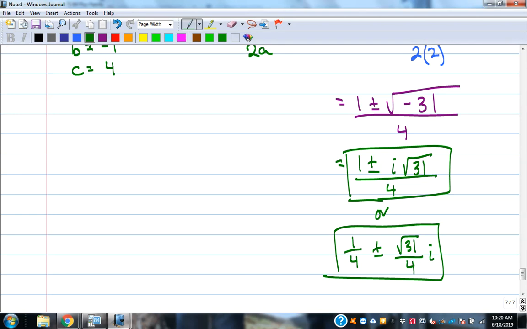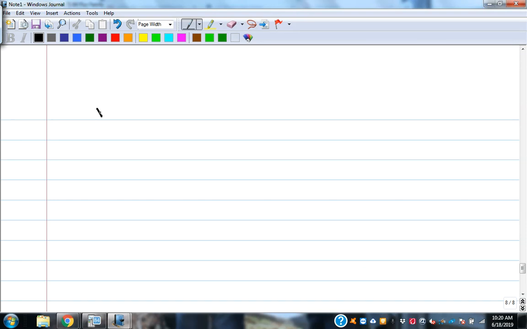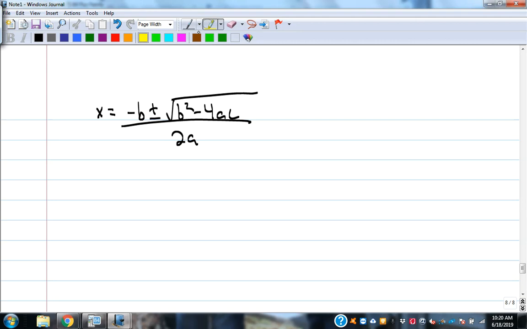Now, last thing that we want to talk about in this particular section, and we'll take a break, is that part that's underneath the square root. When you've got the quadratic formula, this part that's underneath the square root, it has a name. It's called the discriminant. The discriminant discriminates what kind of answers you've got.